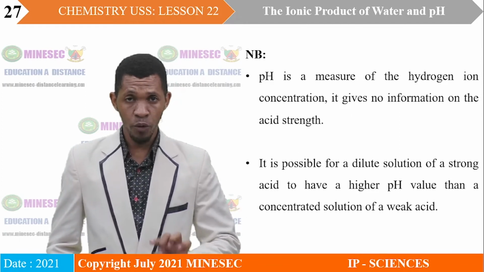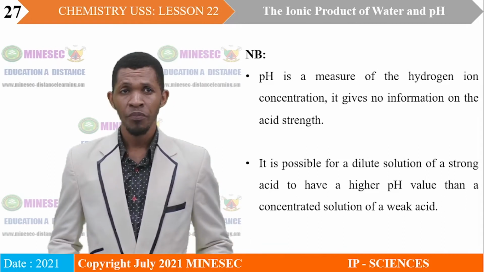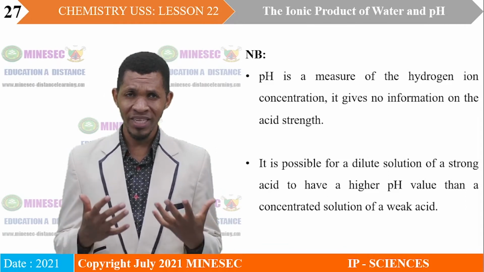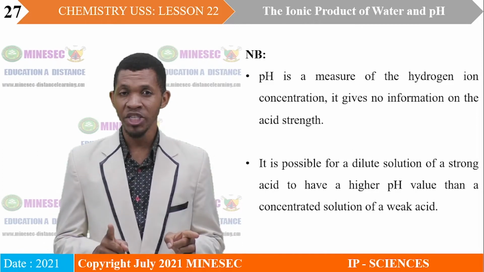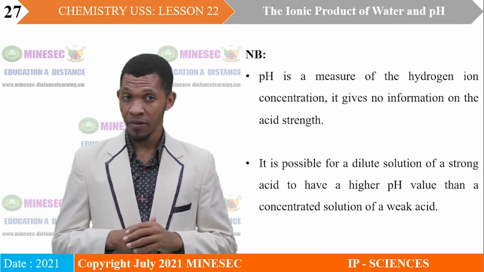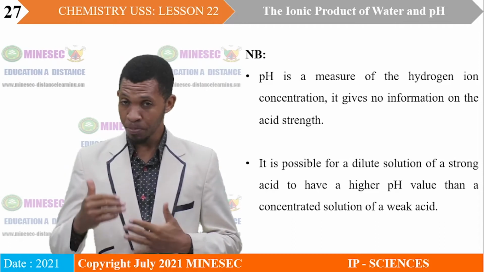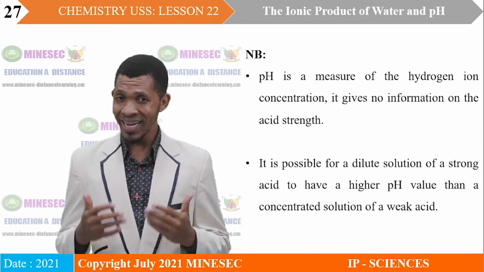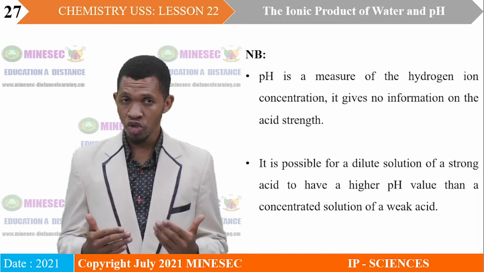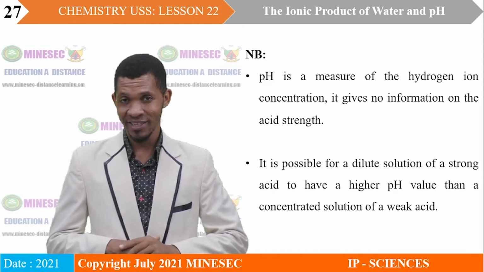It's important, therefore, to note that pH is a measure of the hydrogen ion concentration. It gives no information on the acid strength because it is possible for a dilute solution of a strong acid to have a higher pH value than a concentrated solution of a weak acid.